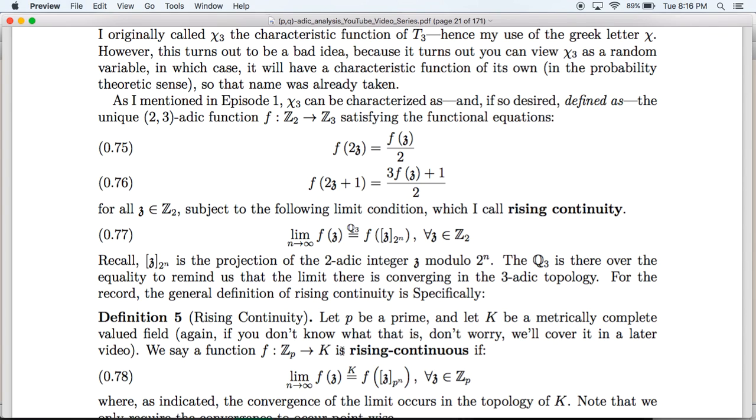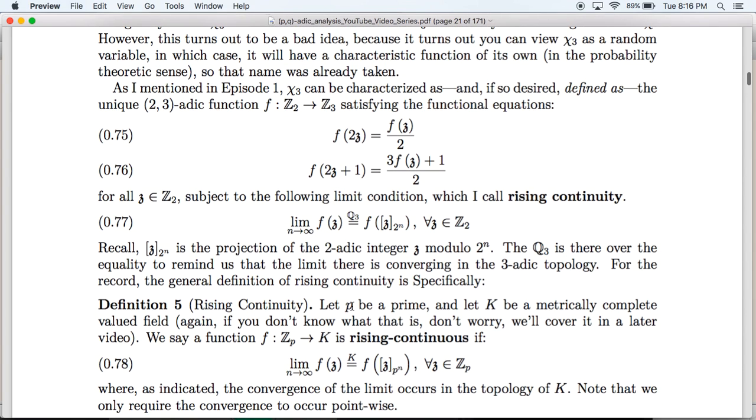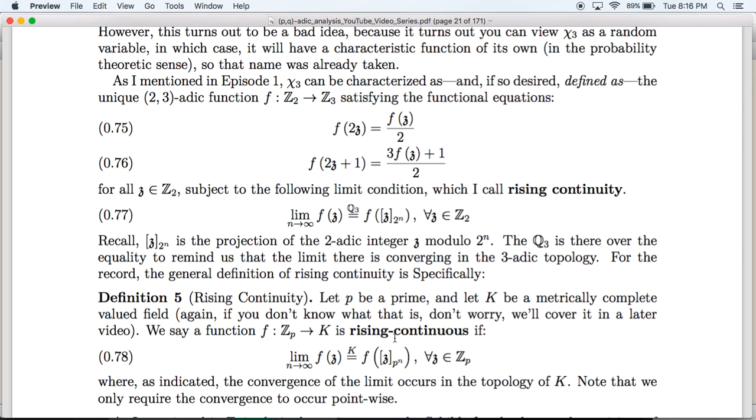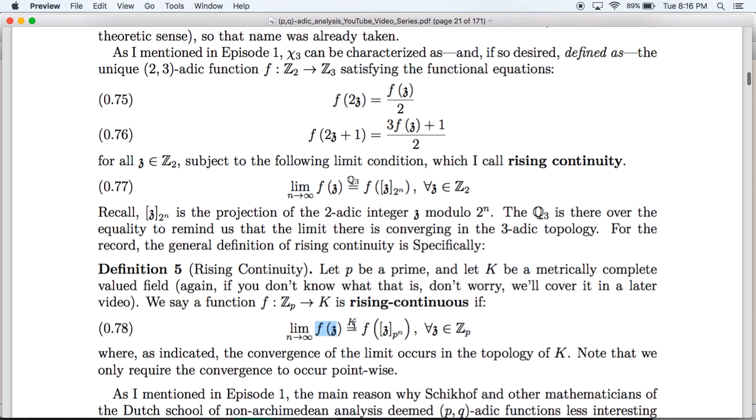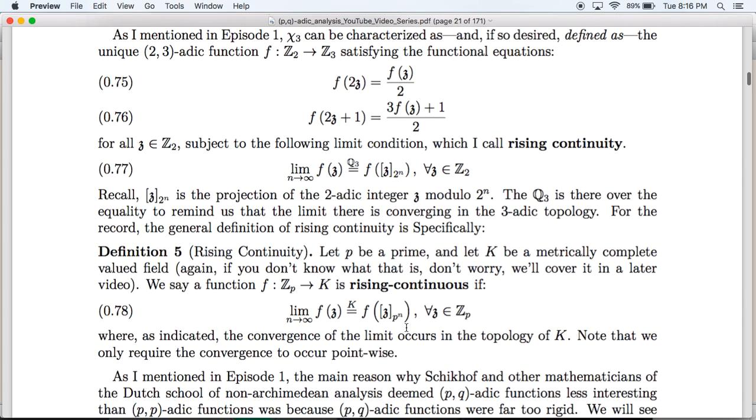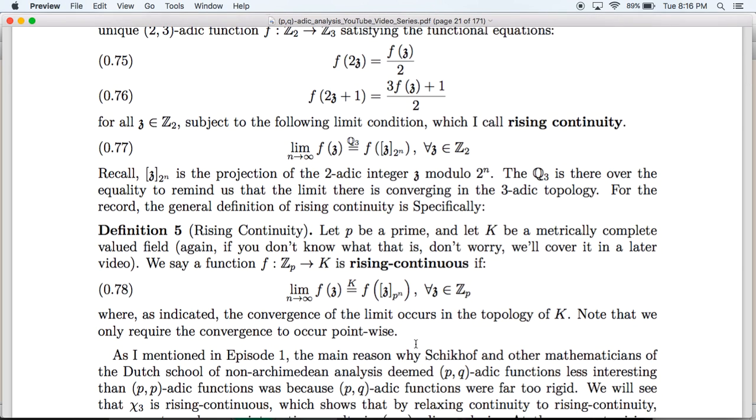This leads to the general definition of rising continuity. Let p be a prime and let K be a metrically complete valued field, which if you don't know what that is, don't worry, we'll cover it in a later video. We say that f is rising continuous if the limit as n approaches infinity of f of (z mod p^n) converges in the topology of K to f of z. As indicated, the limit occurs in the topology of K. Note that we only require the convergence to occur pointwise. So that's ingredient 1.